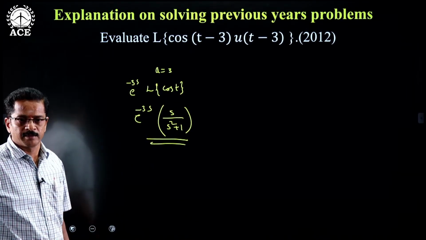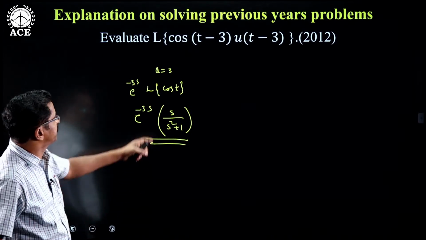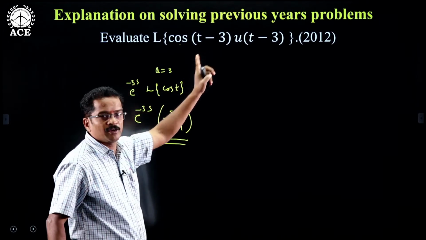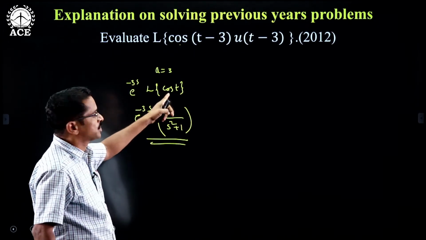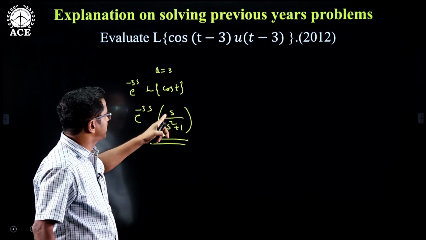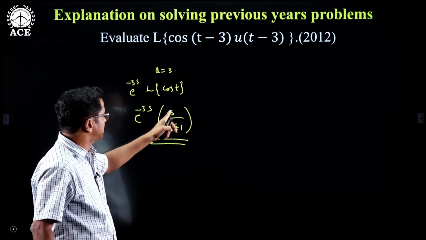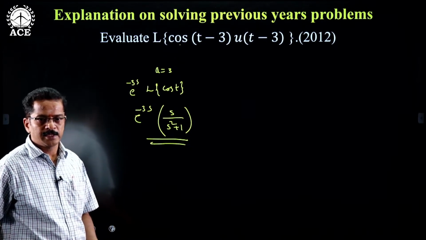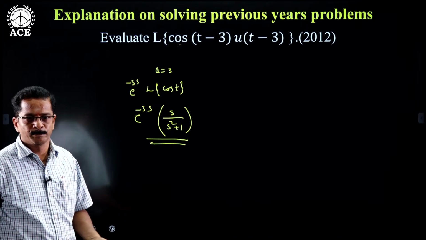Using second shifting theorem, f of t is cos t. So in the place of a we have 3. So e power minus as into f bar of s. F bar of s means L of cos t. Cos t means s by s square plus 1. E power minus 3s into s by s square plus 1. Right? Okay.